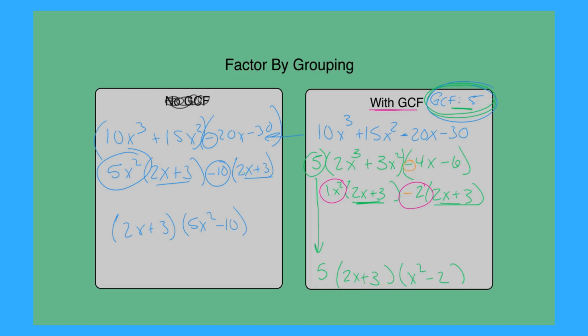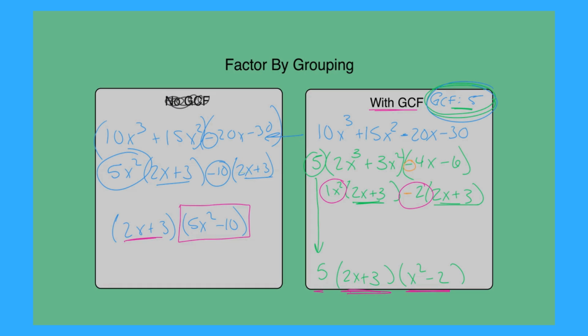So if you're looking here, we have a partial match. We have a 2x plus 3 and a 2x plus 3. But this other factor doesn't match. We have an x squared minus 2, and a 5x squared minus 10. So if I look at this one right here, this factor is actually not factored completely. It's factored, but not completely.